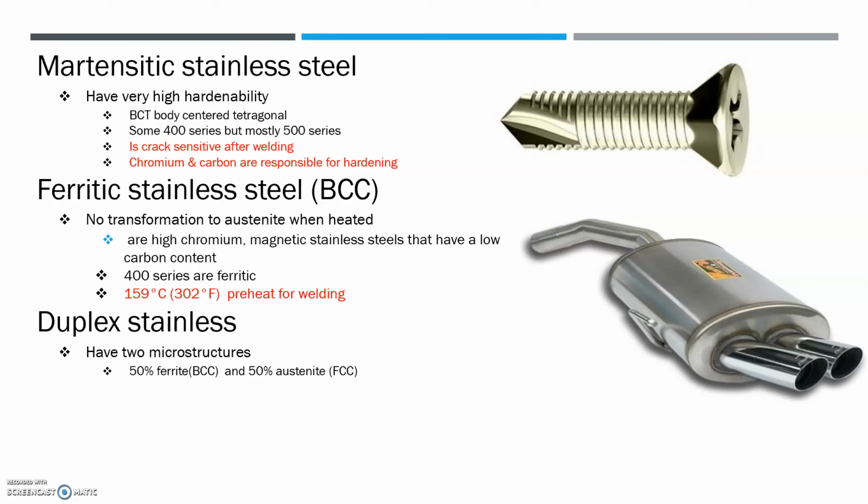Martensitic stainlesses are mostly the 500 series. It has a very hard grain structure and is crack sensitive after welding. Ferritic stainless is heat sensitive because of the very high chromium content. Some are up to 27%. When welding ferritic stainless steels, small electrodes help to keep the heat down.